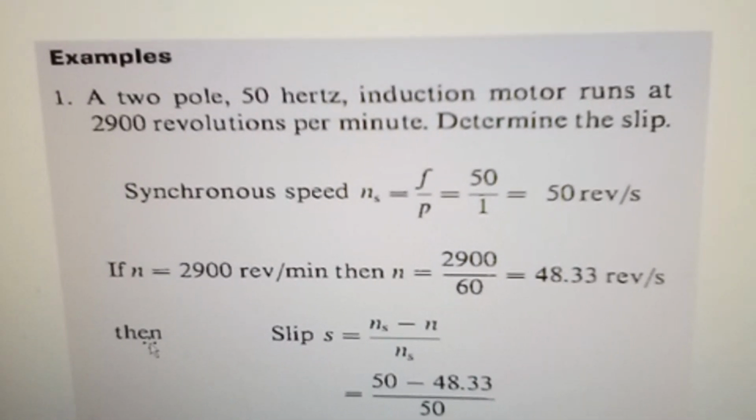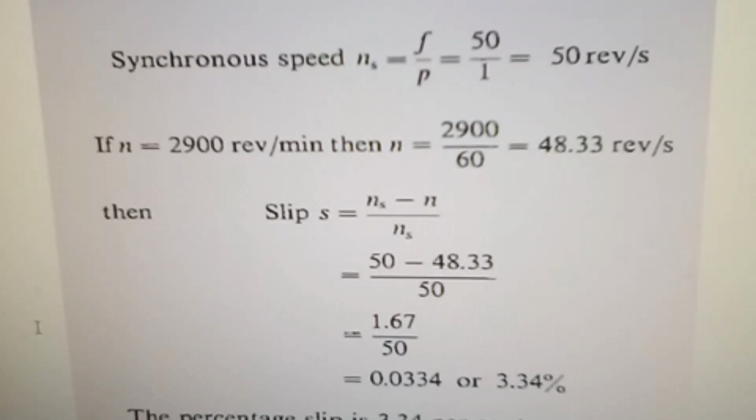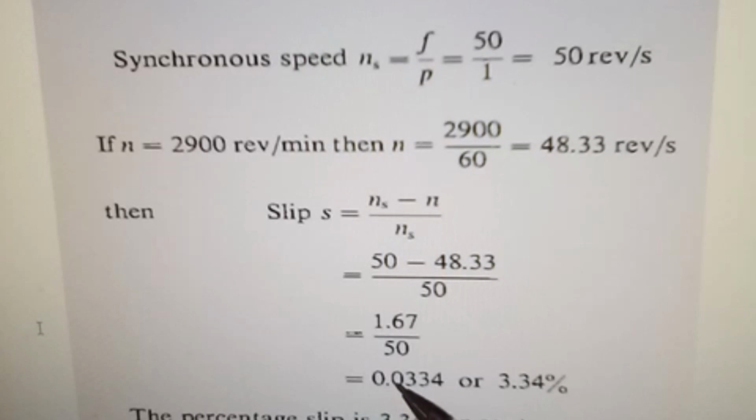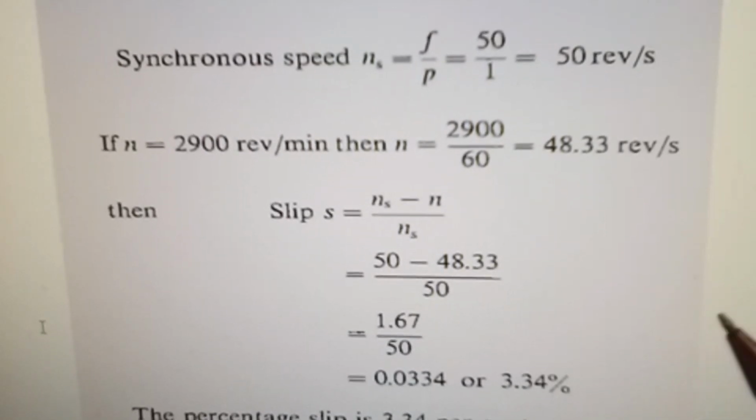Let me just take it up a bit more so you can see it in full. And you will see it in full now. Now here's your percentage. Times that by 100, and it will then give 3.34 percent slip. And that is just the slip of the motor. That's something that has to happen in order for the motor to work proficiently.